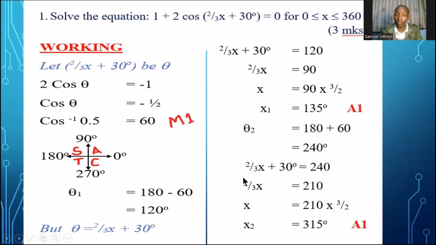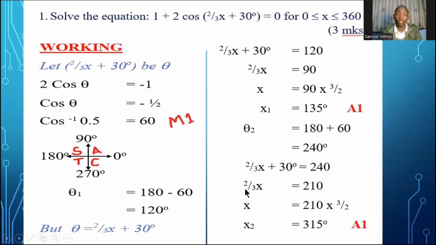240 there, my student. Now you equate to your theta. Remember, that is your second theta. Equate to this, then go ahead, subtract 30 on both sides. You get 210. Then you multiply both sides by 3 over 2. You end up with 315. That is the second value of x.